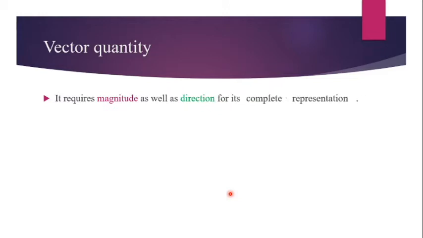Now let us see about vector quantity. What is vector quantity then? The vector quantity requires magnitude as well as direction for its complete representation. The physical quantity which requires magnitude as well as its direction for its complete representation is called the vector quantity here.